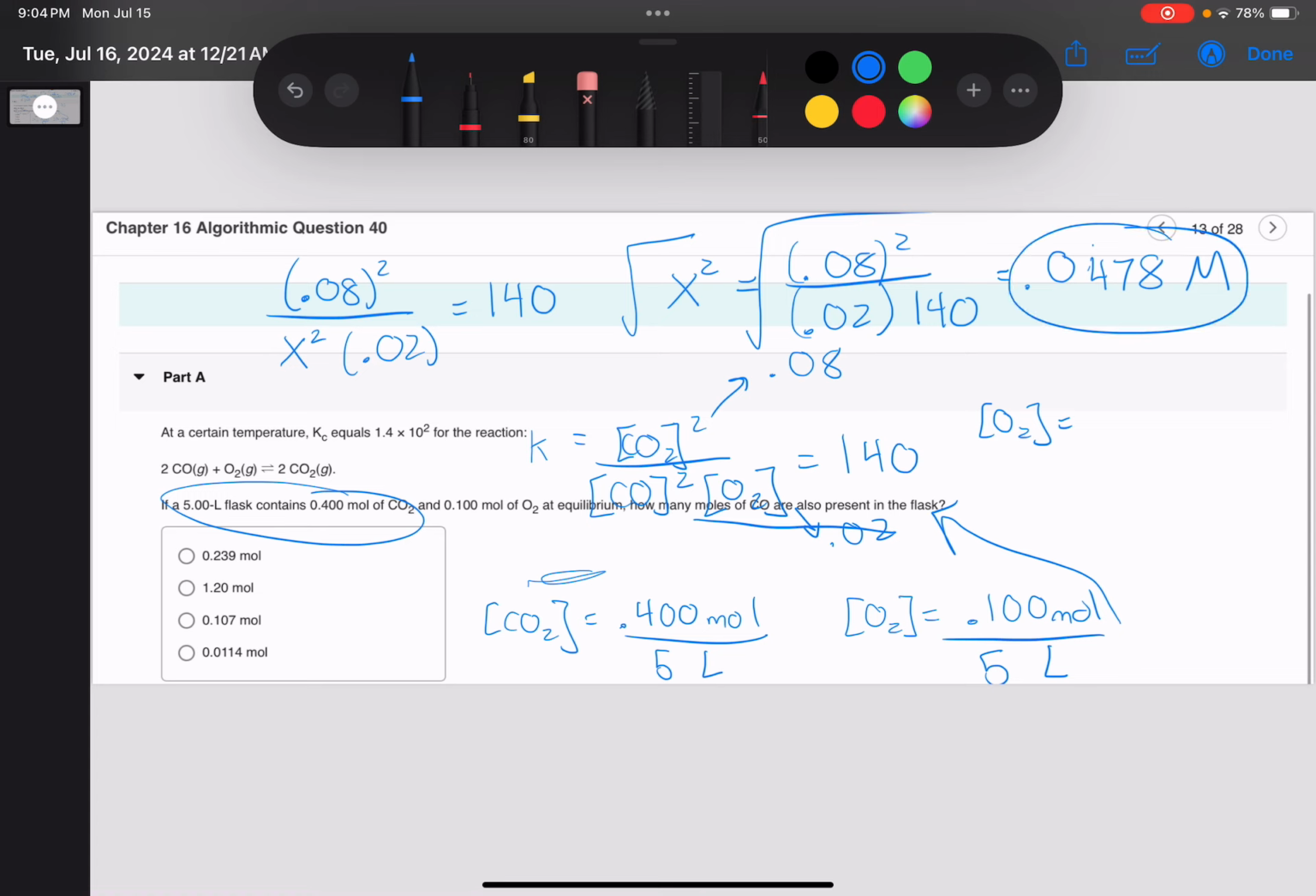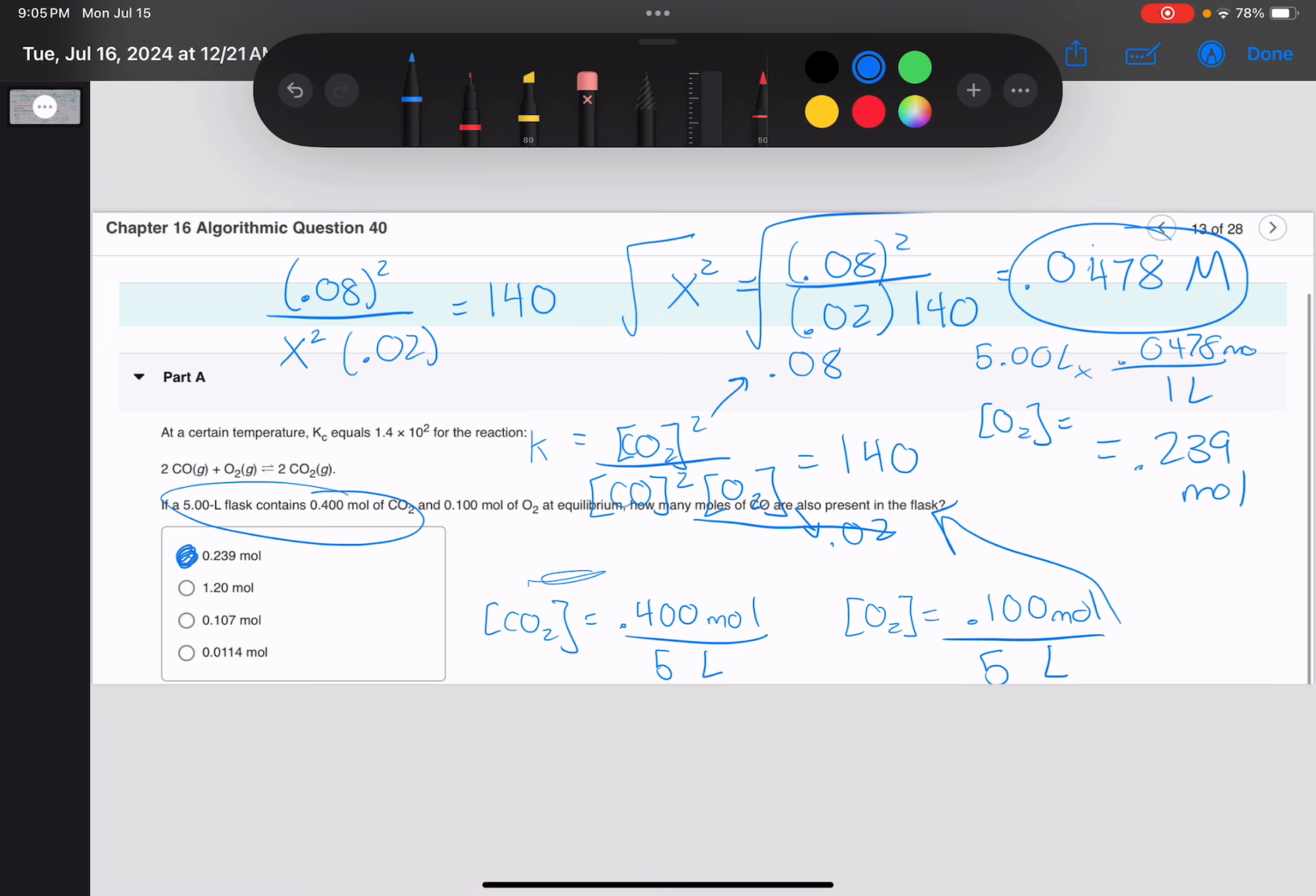So 5 liters times 0.0478 moles per liter. So 5 times 0.0478 comes out to 0.239 moles. So everything else is pretty straightforward except for the fact that they give it to you in moles and liters and ask for it in moles and liters. So you have to go into molarity, do the problem, and then go back out at the end. Okay?